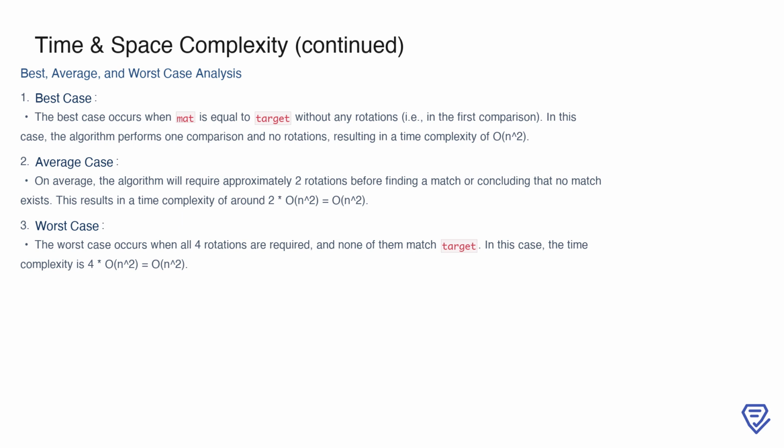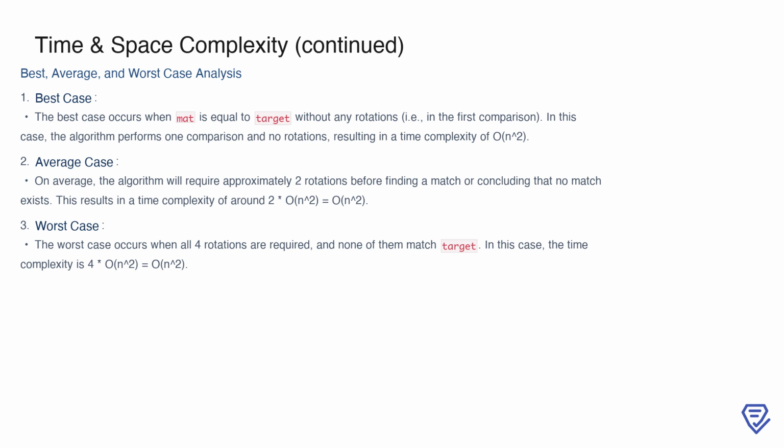Let's evaluate the algorithm under different scenarios to understand its best case, average case, and worst case performance. The best case occurs when mat already matches target without requiring any rotations. In this situation, the algorithm performs a single comparison with no rotations, resulting in a time complexity of O(n²). In the average case, the algorithm might need to perform around 2 rotations before finding a match or determining that no match exists.